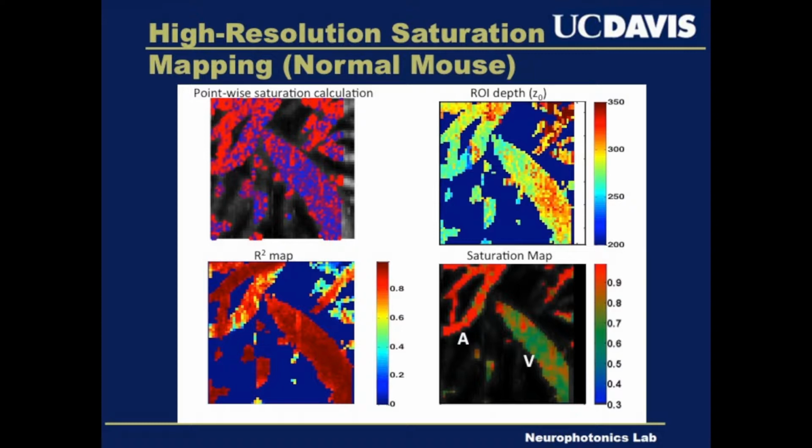We don't have to manually select all of these different points along the arteries and the veins. We can also automate the whole process using some thresholding and other processing. And we can get a really nice saturation map shown in the bottom right here. And if you look, again, you have an artery and a vein, where the artery has a higher saturation than the vein.